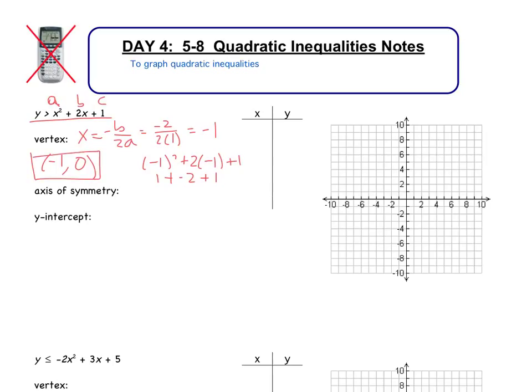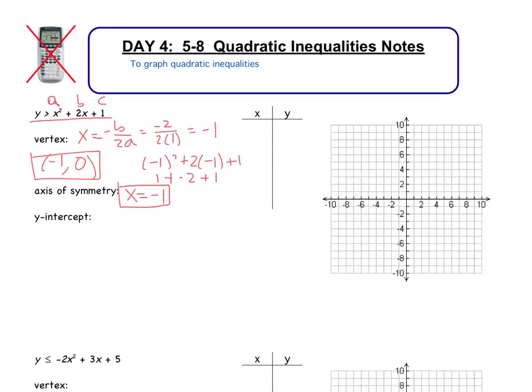Now remember that the axis of symmetry goes along with the vertex. It's just the x-coordinate of the vertex. So your axis of symmetry is x equals negative 1. It needs to be written as x equals negative 1. If you write negative 1, that's wrong. That's not specific enough. Writing x equals negative 1 reminds us that this is going to be a vertical line.